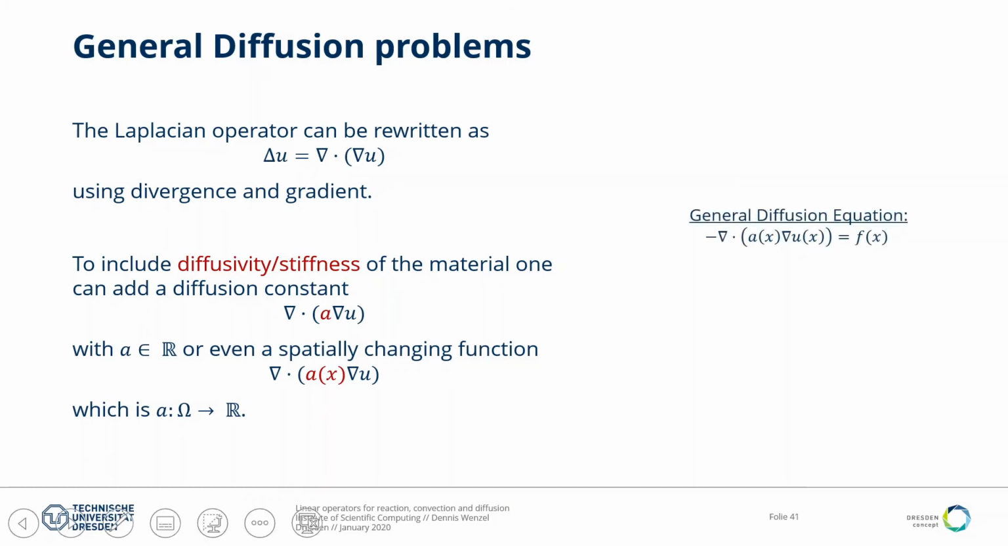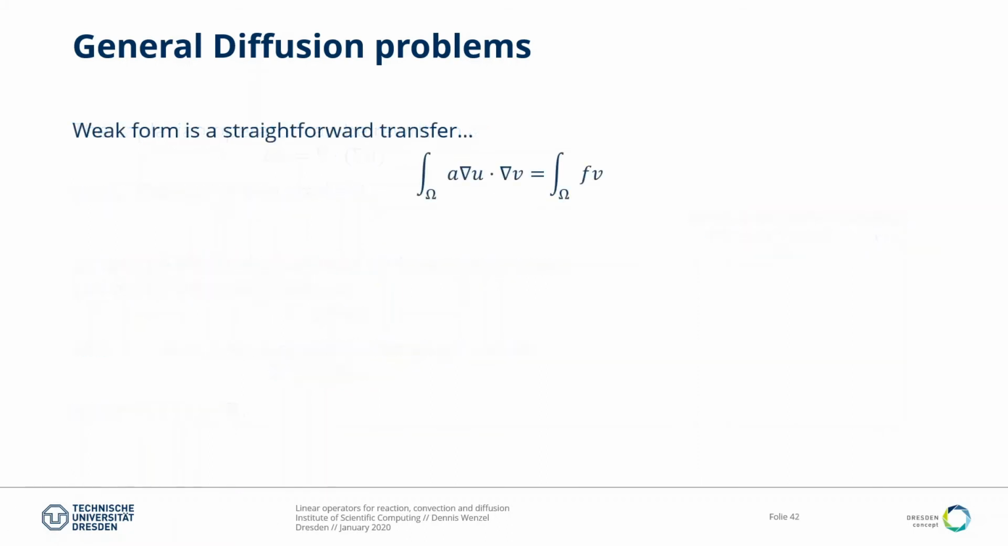And this gives you the general diffusion equation. So that's almost the same as before. The only difference is now we have an additional A here. Okay, but the rest hasn't changed so far. We will later on in the results section see how this influences the behavior of the system. The weak form of this is a completely straightforward transfer. So if you multiply with the test function, integrate over the domain, and then apply the Gaussian theorem, then this just gives you A as a multiplicative factor here. So it's all the same as before.